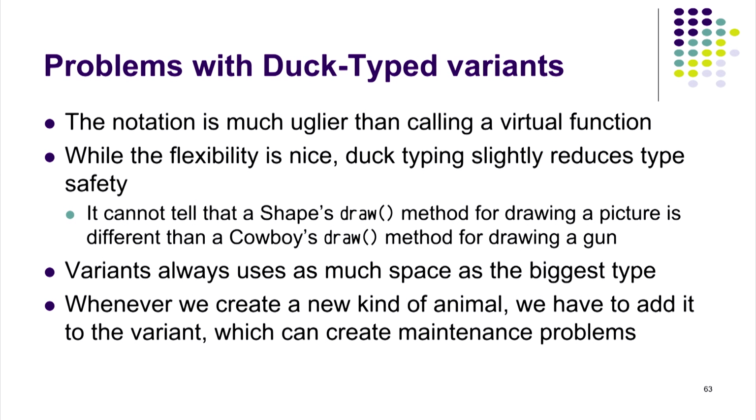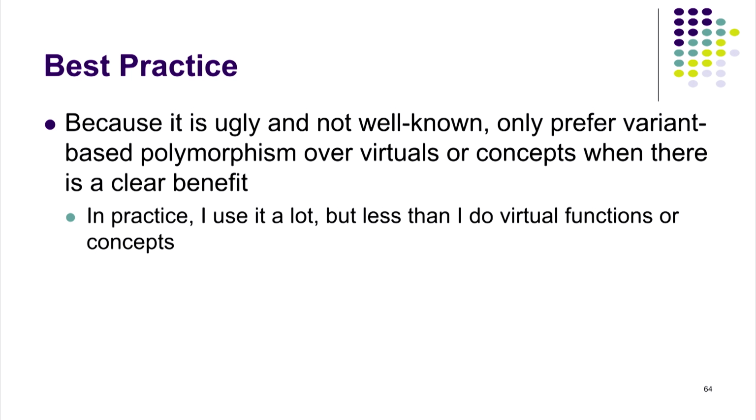It's not always more efficient. It uses as much space as the biggest type. And whenever we create a new kind of animal, we have to add it to the variant and recompile the world, which can be challenging at production scale. So the best practice I have here is that because it's ugly and not well known, only prefer variant-based polymorphism over virtual or concepts when there's a clear benefit to doing so. Now in practice, I use it a lot, but less than I do virtual functions or concepts.